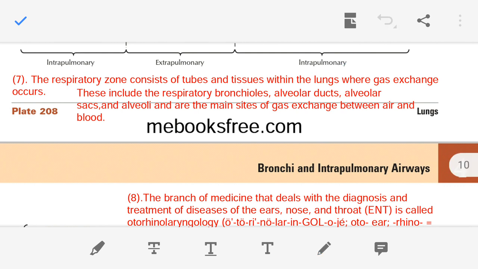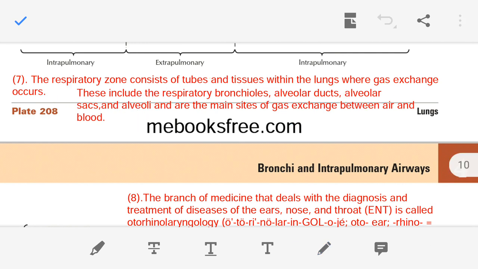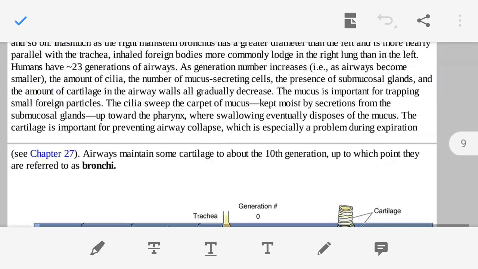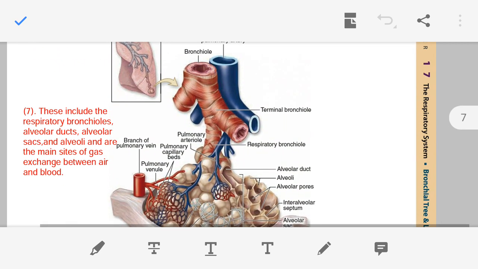Now, which are the structures of the respiratory zone? In the respiratory zone, respiratory bronchioles are present, alveolar ducts, alveolar sacs are present, alveoli are present, and on the surface of the alveoli, the blood capillaries are present. So the alveoli and the capillaries are the main site for exchange of gases, that is oxygen and CO2. Now, in the figure, I am showing you the entire setup of the respiratory zone. This is one figure. First, let's understand all the names.